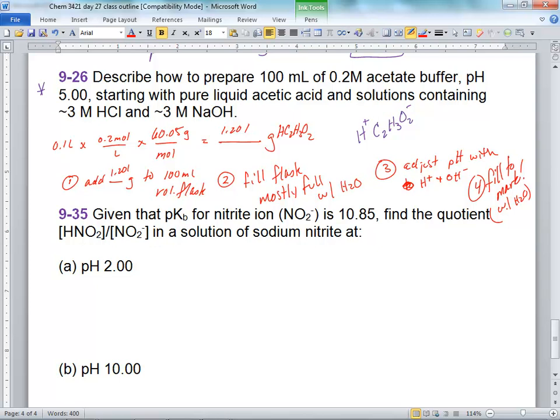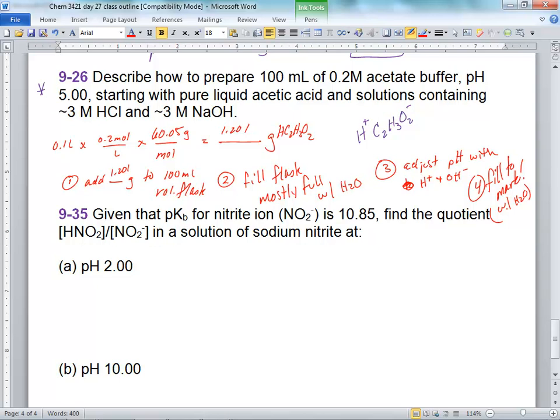And the Henderson-Hasselbalch equation, though, doesn't have pKb. It has pKa. How's that going to work? If you know pKb, what's pKa have to be? Here's a hint. What's Ka times Kb? Kw. All right? And Kw is 1 times 10 to the negative 14.